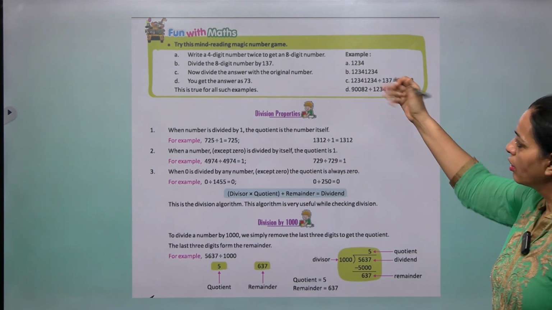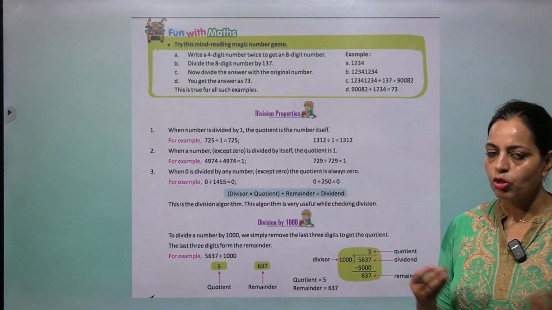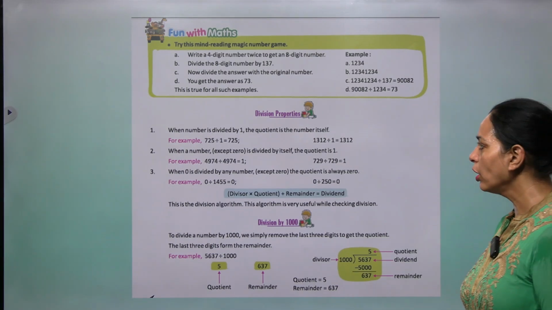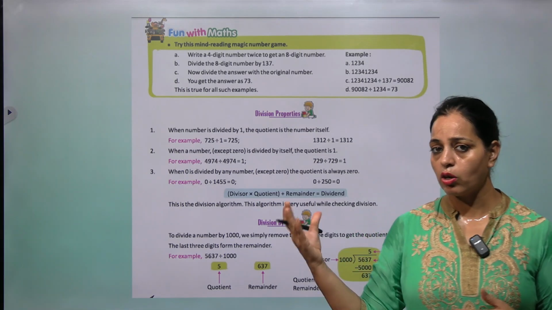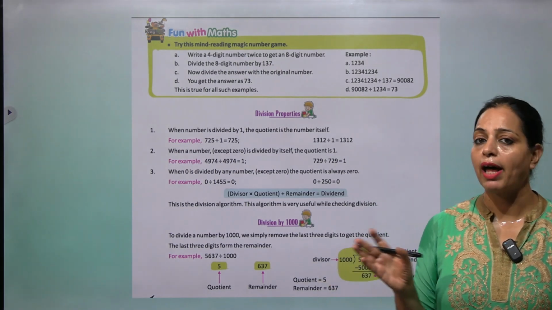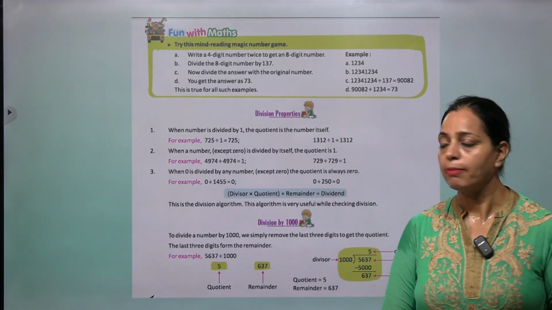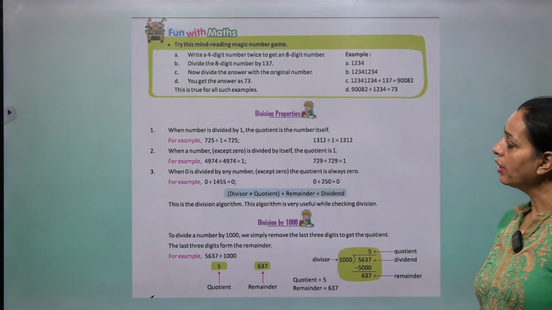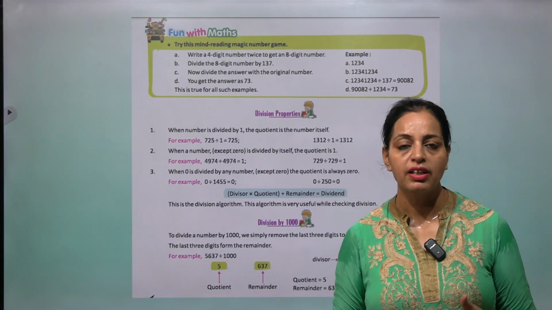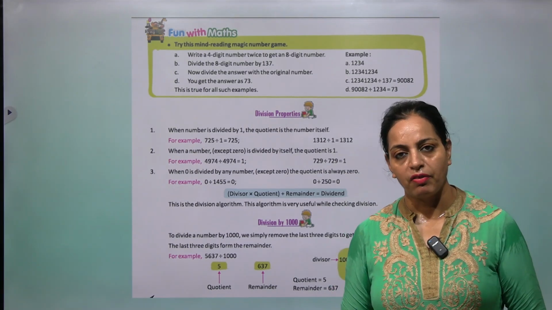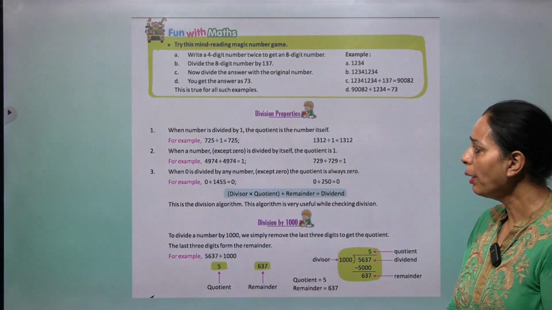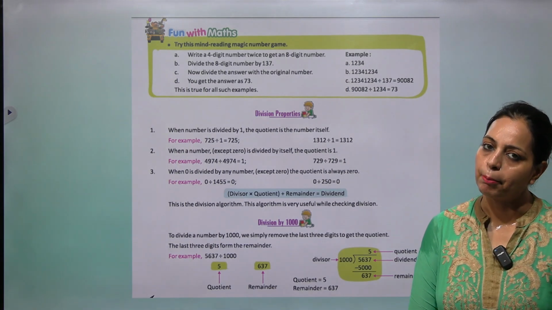So now here some fun with maths, some questions given here, some activity given here, you can try on your own. So now we are talking about division properties, like we talked about multiplication properties, हमने पढ़ा था commutative, associative, multiply by 0, multiply by 1, ऐसे हम division के बारे में पढ़ेंगे. So see, number 1, when number is divided by 1, अगर आप किसी भी number को 1 से divide करते हैं, like 2 divide by 1, 10 divide by 1, 15 divide by 1, 100 divide by 1, so answer is the same number. So when number is divided by 1, the quotient is the number itself.